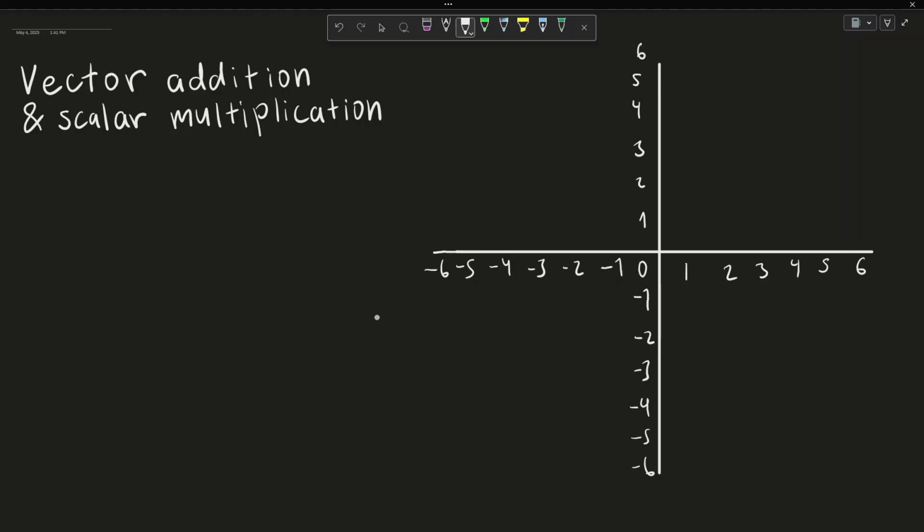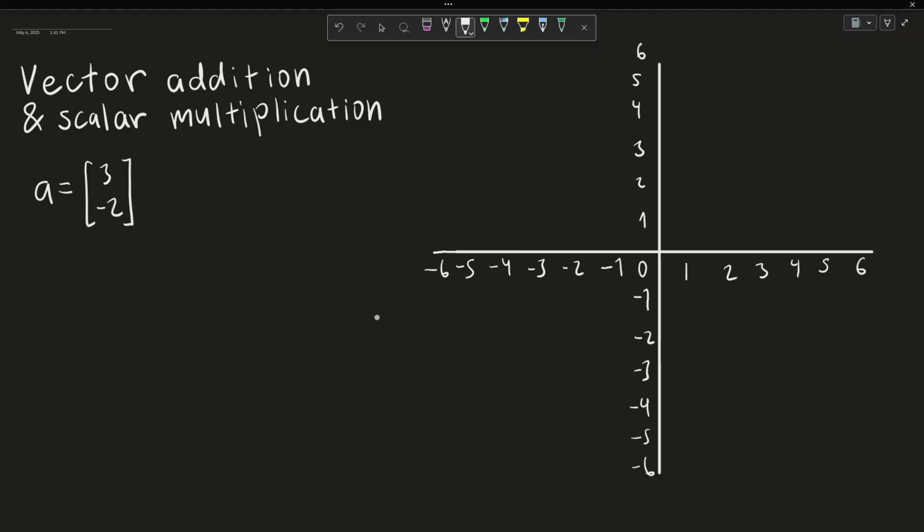Now let's move on to scalar multiplication. So let's take the vector A. We'll set it equal to 3, -2. Now what scalar multiplication does, as I alluded to in the earlier episode, is that we've multiplied the magnitude of the scalar by a certain amount. So we multiply its length by a certain amount.